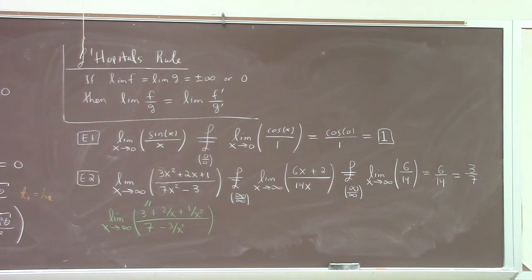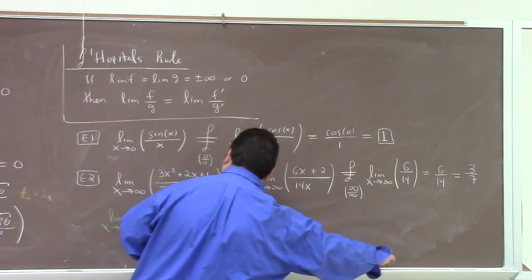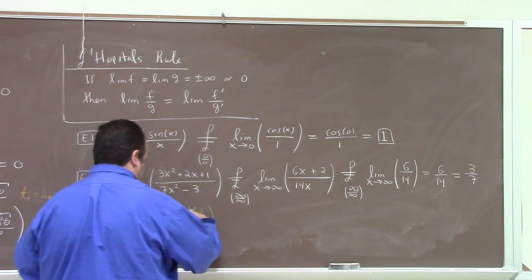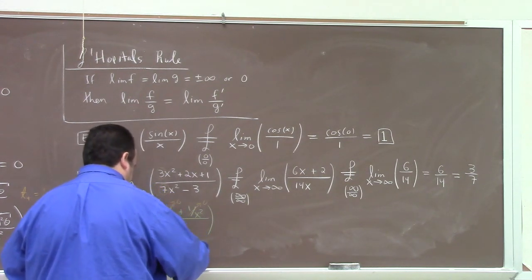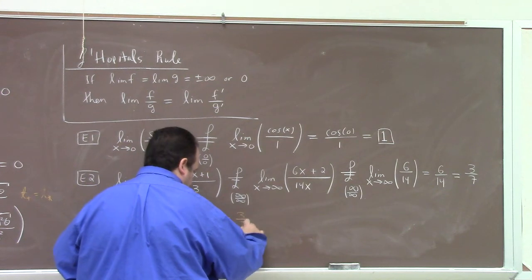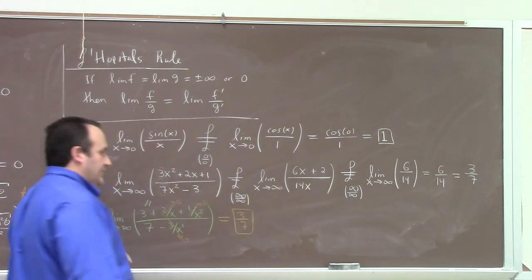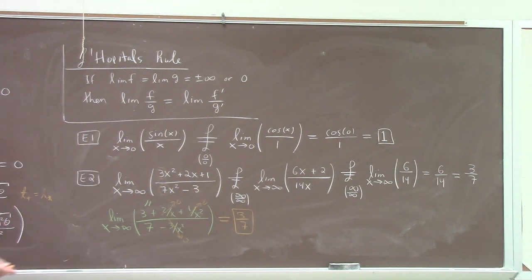But then what happens with 2 over x and 1 over x squared and minus 3 over x squared as x goes to infinity? All of those are some number over something really, really big. In other words, this goes to 0, this goes to 0, this goes to 0, and we're just left with 3 sevenths, right? So which is better, L'Hopital's rule two times or algebra? I think in this case, algebra.